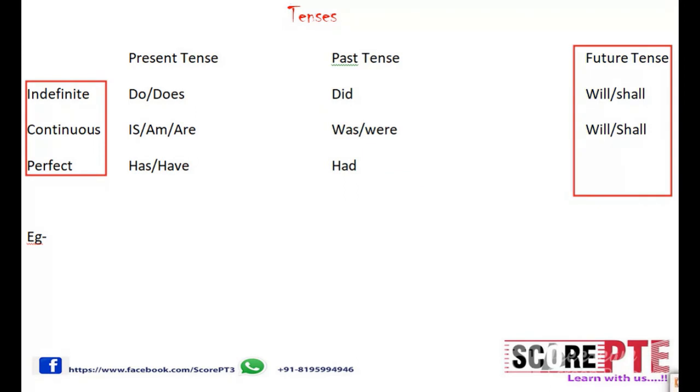Moving to the future tense. How many types of future tenses? Indefinite and continuous tenses. The perfect tense is never used. Okay, but in perfect tense we have to use will be or shall be. Okay, but in today's lecture we will cover will or shall.